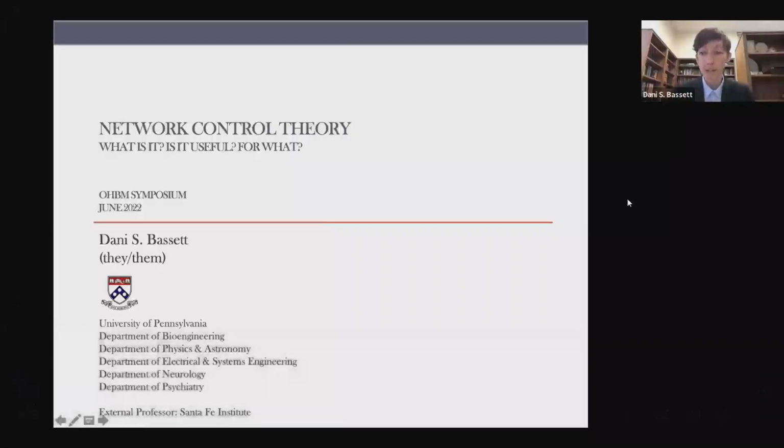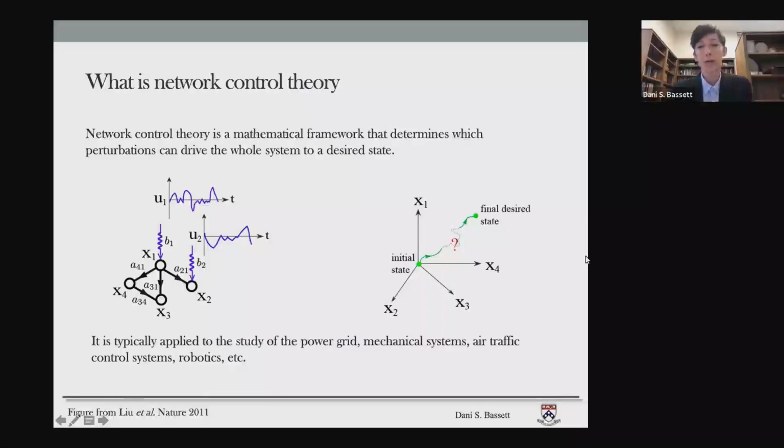Hi, everyone. I'm very excited to be with you all here today for this OHBM symposium and to talk about network control theory. I'd like to ask the question of what network control theory is, ask whether it's useful, and then if it is, for what. So first, what is network control theory?